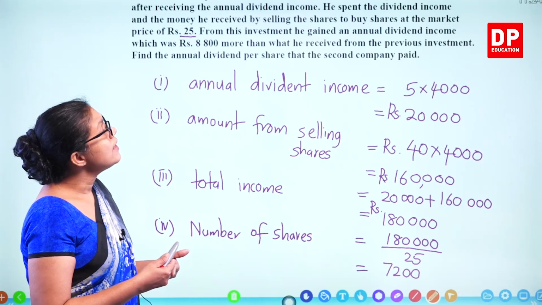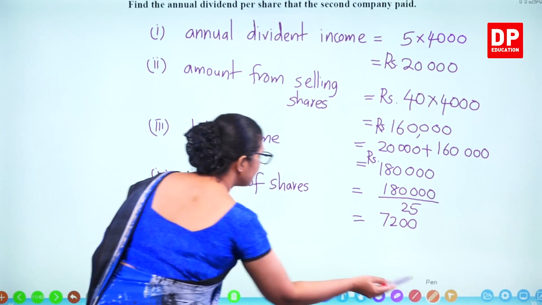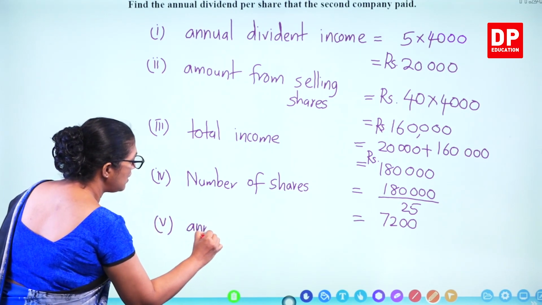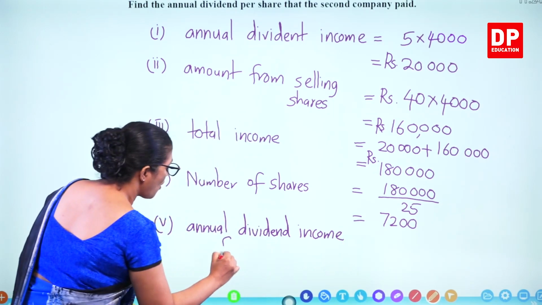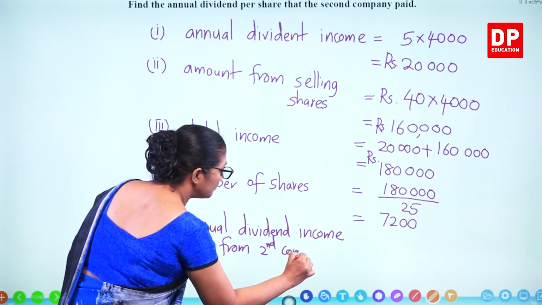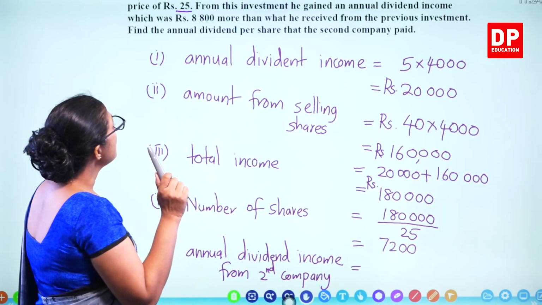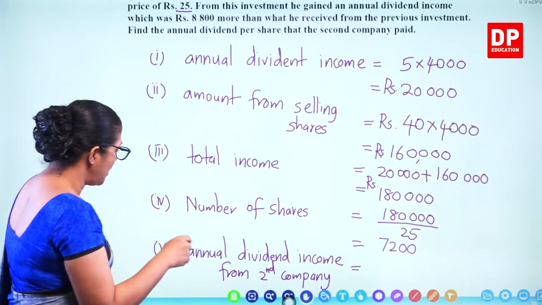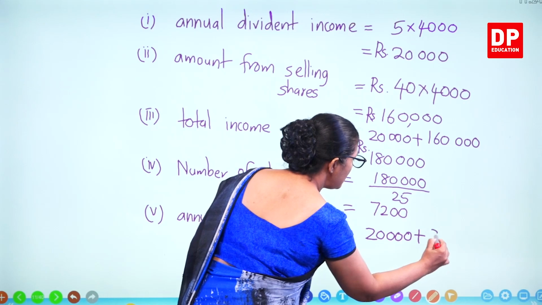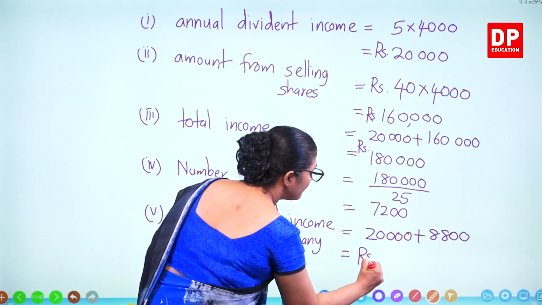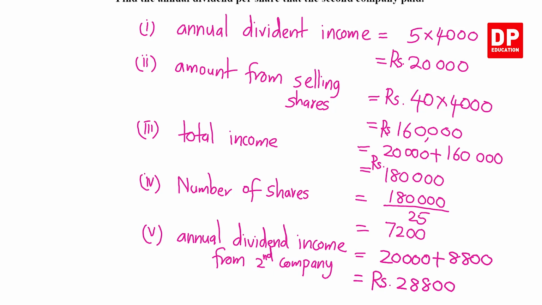Then we can find out the annual dividend income from the second company. That's my next part. Annual dividend income from second company. Now it says, read it carefully, 8,800 more than what he received from the previous investment. So here, earlier 20,000 and add 8,800 to that. 28,800 is the annual dividend income.